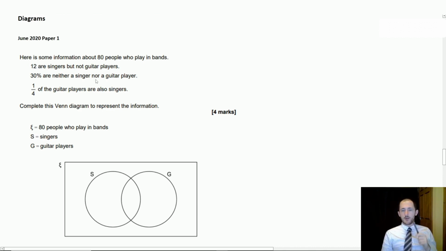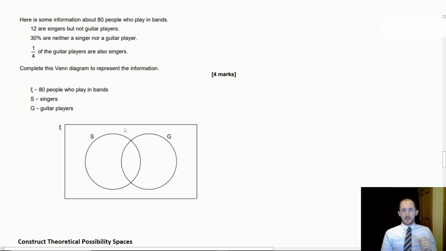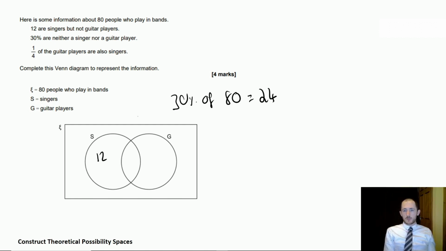So here's some information. About 80 people. So we know in total there should be 80 people, okay? They should all add up to 80. Now it tells us that 12 are singers but not guitar players. So that goes in here. Because this region here, right, not the whole circle, but this bit, are people that sing but don't do anything else. Okay? 30% are neither a singer nor a guitar player. So what we have to do is take 30% of 80, which is 24. So 24 people do neither, which would be outside here.